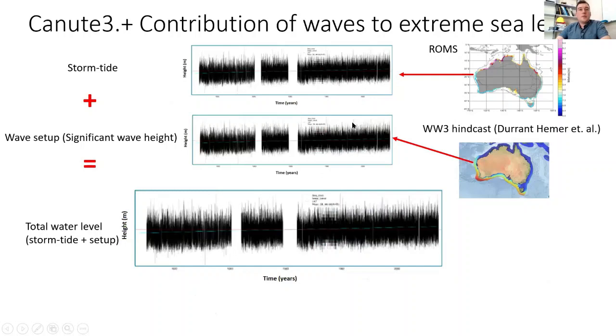So we're also looking at including waves. For each coastal point around Australia, we have the time series of storm tide. We also have a wave hindcast that tells you wave height, and we can estimate wave setup from the wave height. So we can add those two time series together, just stacking them on top of each other, generate the total water level, and that will give us extreme events.